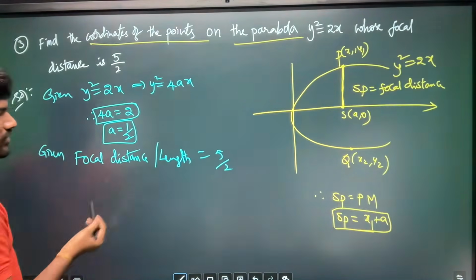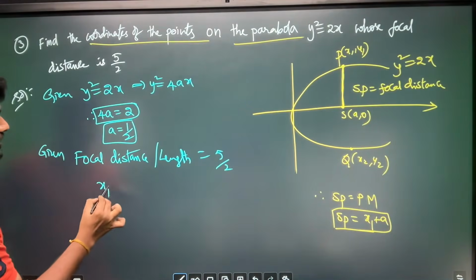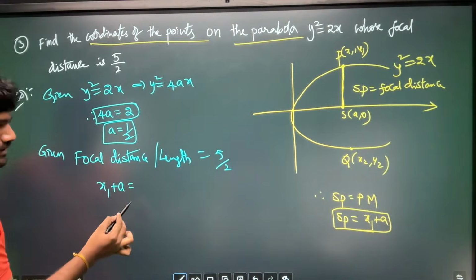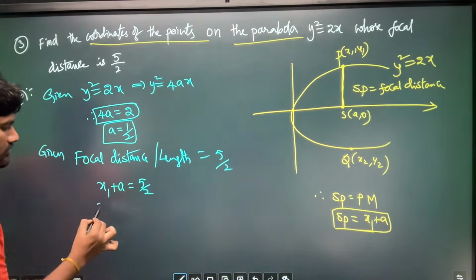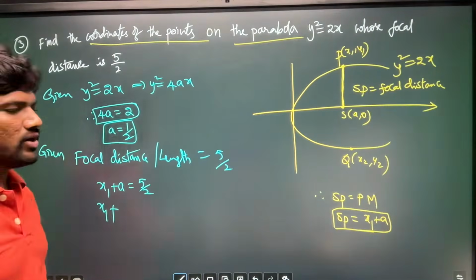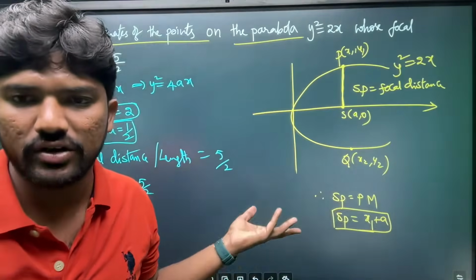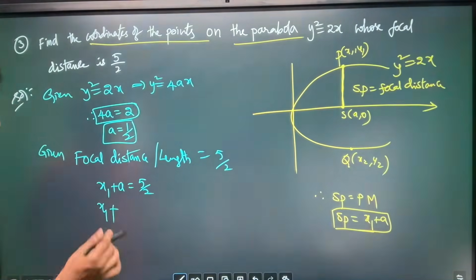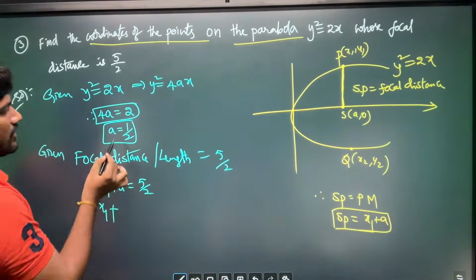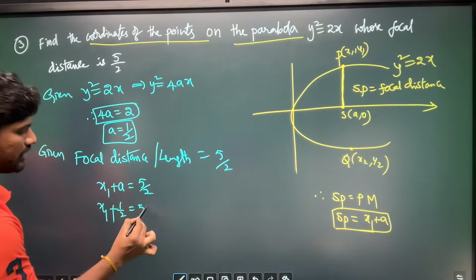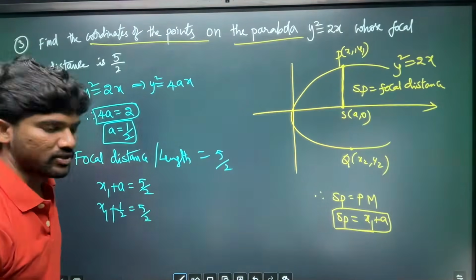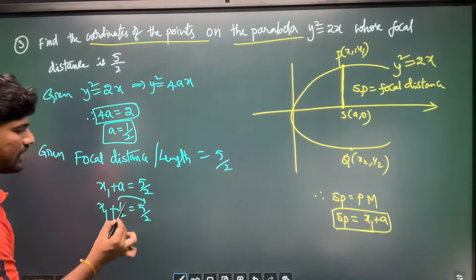What is the formula for focal distance? x1 + a is equal to 5/2. Sir, why are you taking x1? Can we take x plus a? Yeah, you can take x plus a. Very good, x1 plus a. So next, what is the a value? 1/2. 1/2 is equal to 5/2. Clear? So send this 1/2 to the RHS.